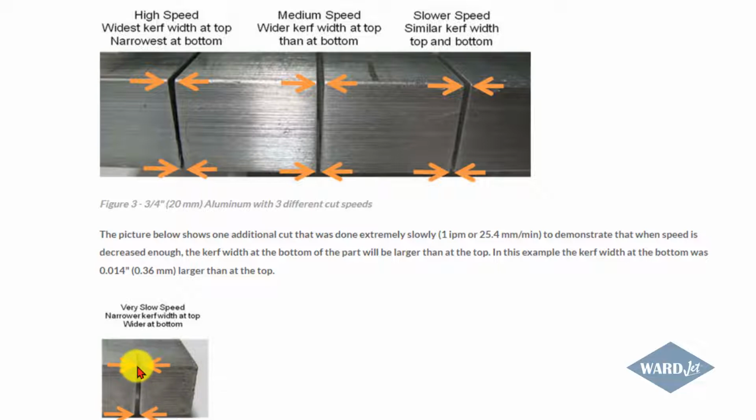The variable offset control adjusts for that. As you go slower, it'll actually change the toolpath to move the toolpath away from the part to adjust for this ever-increasing kerf as we go slower and slower.